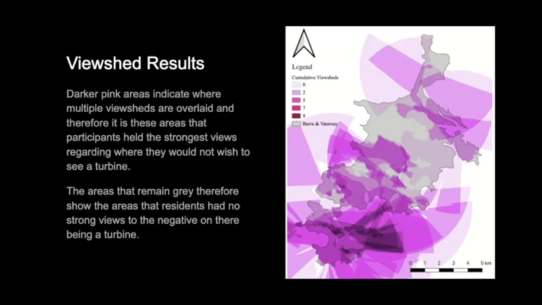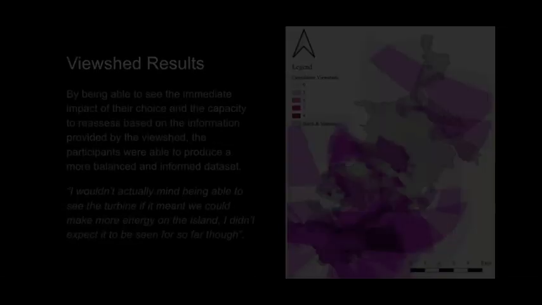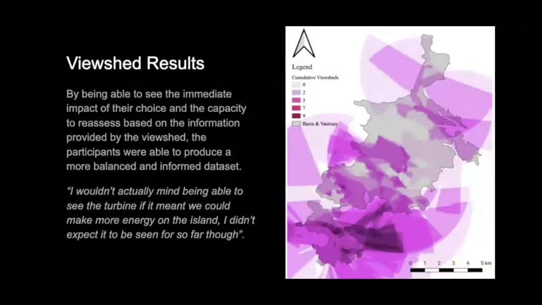The areas that remain grey don't necessarily show where residents would be happy to see a wind turbine, but instead where they don't have strong views to the negative. As well as the viewsheds, written feedback left by participants in the comments with each submission showed a variety of reasons for the specific locations, as can be expected, as well as feedback on the tool itself.